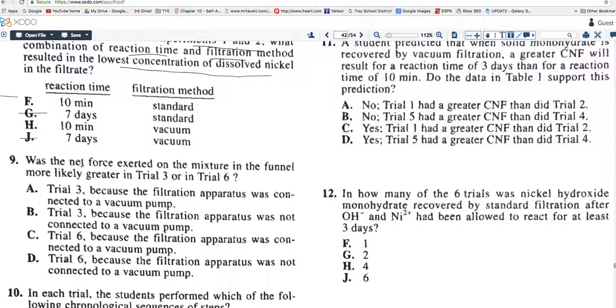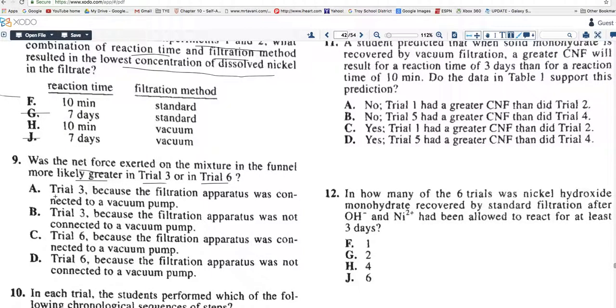You underline net force. More likely greater in trial 3 and trial 6. All right, remember this. It's the exact same form. The first word is different, and then there's going to be always one more word that's different. Which one is that? Was connected. Yes. So it's either was connected or was not, and that's the exact same in all of them. Yep, that's it. All right.